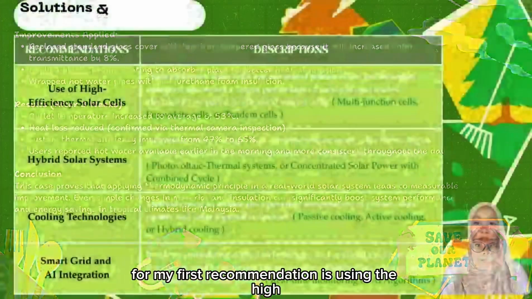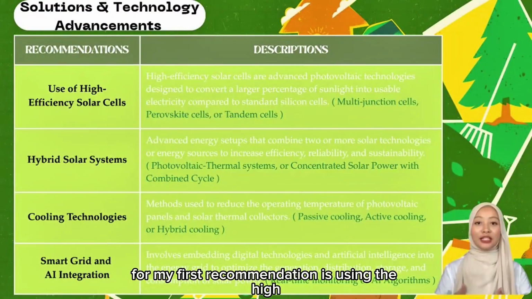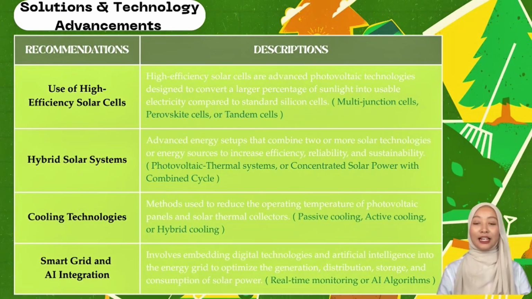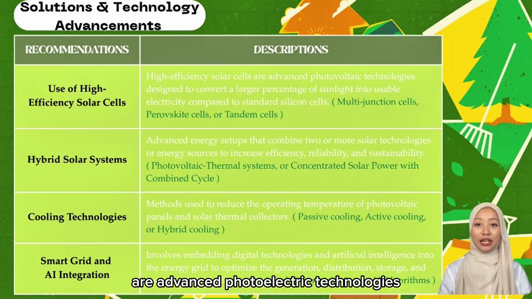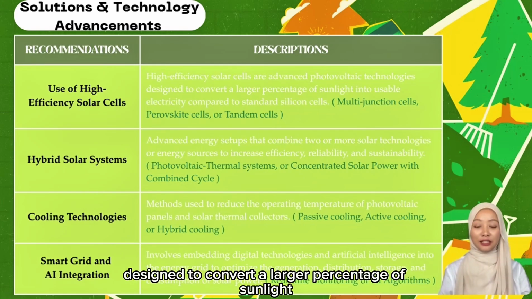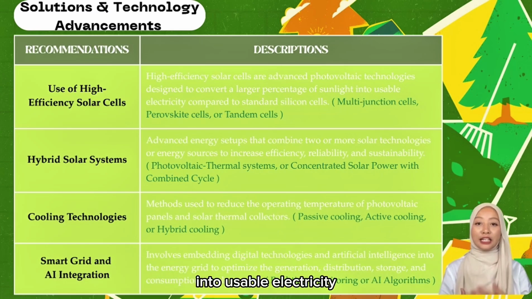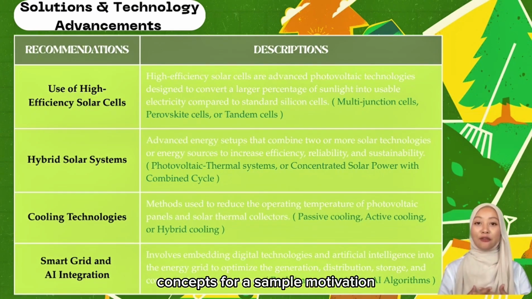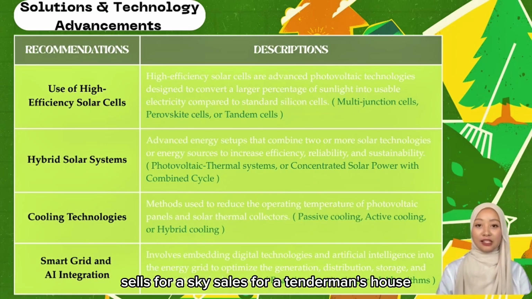My first recommendation is using high-efficiency solar cells. High-efficiency solar cells are advanced photovoltaic technologies designed to convert a larger percentage of sunlight into usable electricity compared to standard silicon cells. For example, multi-junction cells, perovskite cells, or tandem cells.